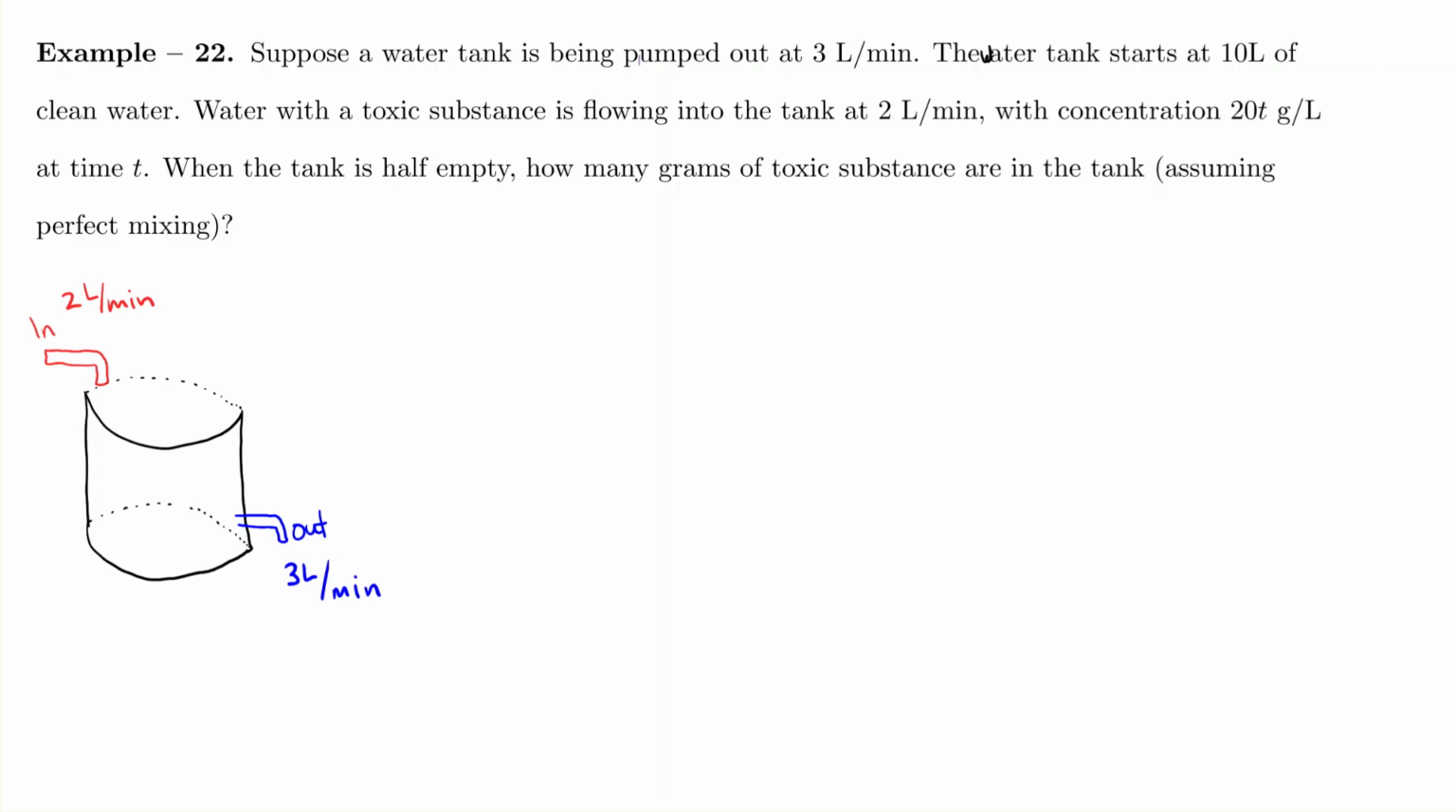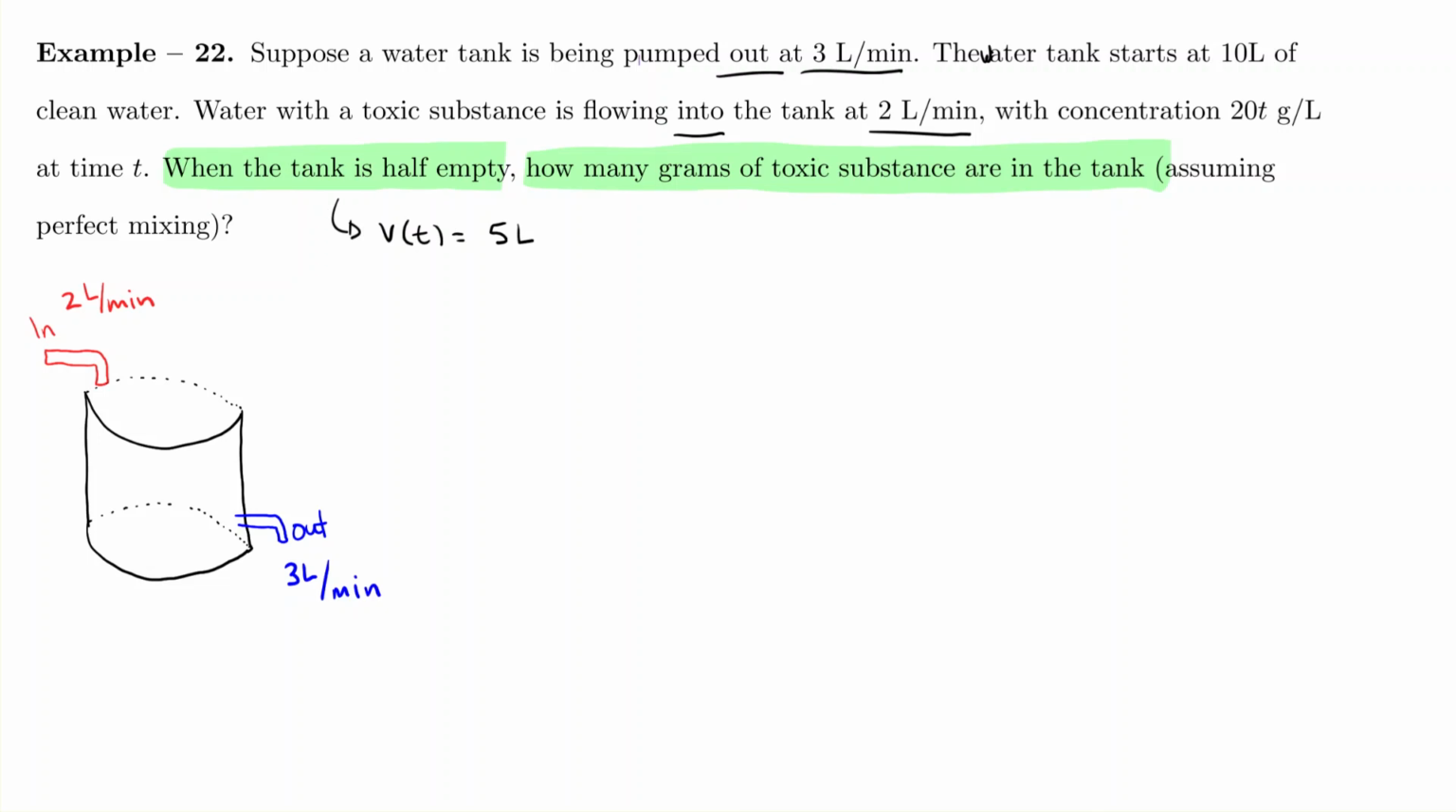So quickly, through reading the problem, we can gather a few pieces of information. We know that water's flowing into the tank at 2 liters per minute. It's being pumped out at 3 liters per minute. A key thing that we'll keep in mind for later is we care about when the tank is half empty, what's the amount remaining in the tank? Now we started with 10 liters, so when the tank is half empty, that's when our volume equals 5 liters. So we'll just write that down, that will come into play later.